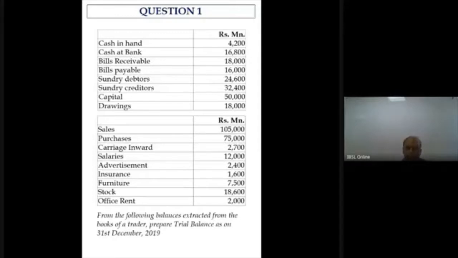I'll give you 1 minute. Quickly put it. Those who haven't done it, you can just mark it. Just mark whether it is an asset, liability, income, expense or equity or capital.